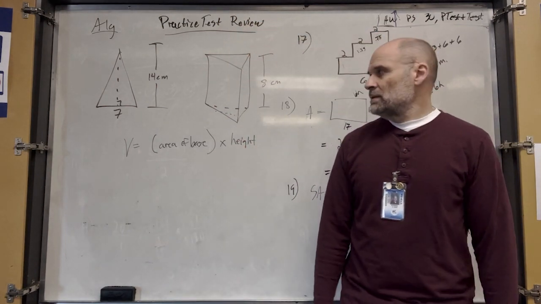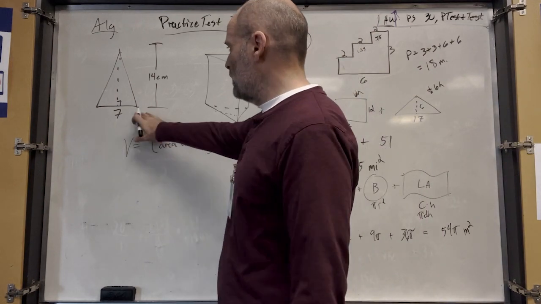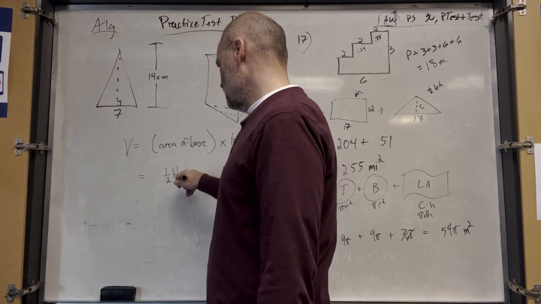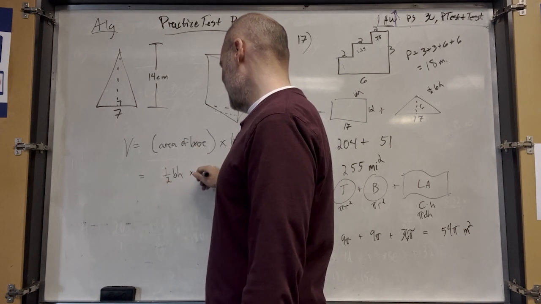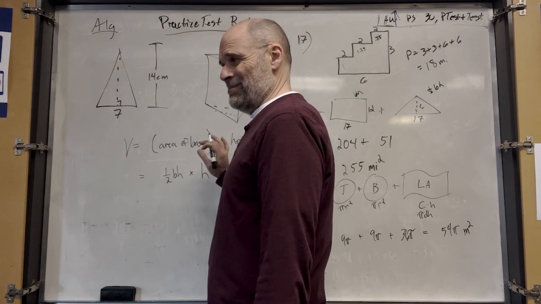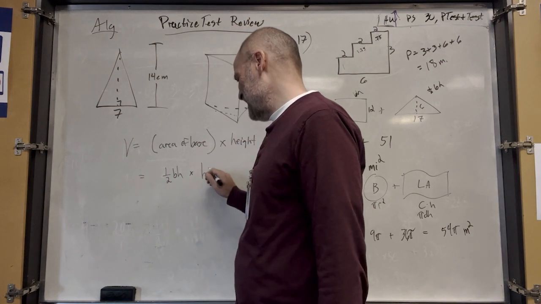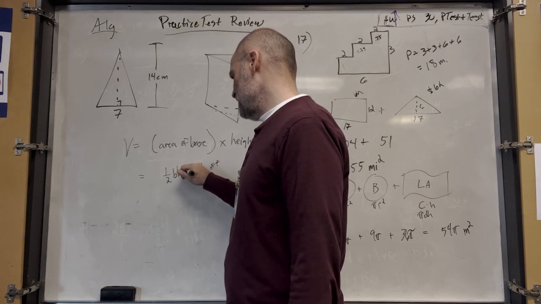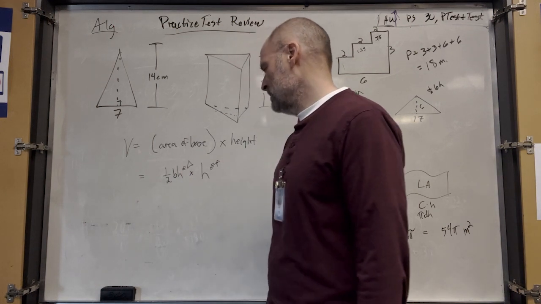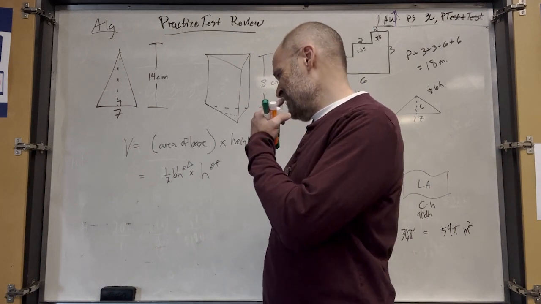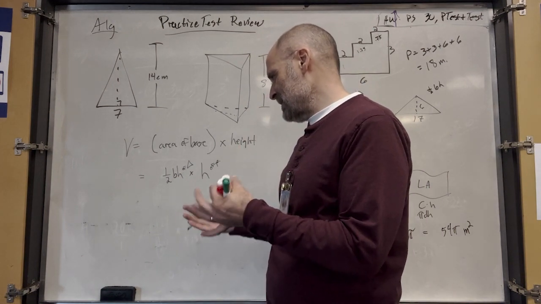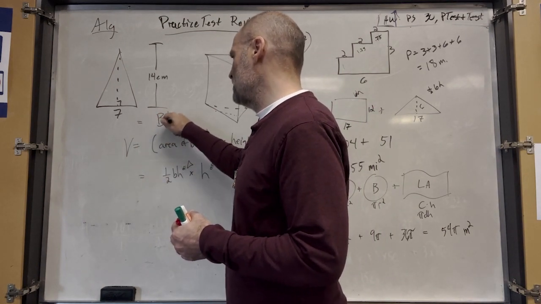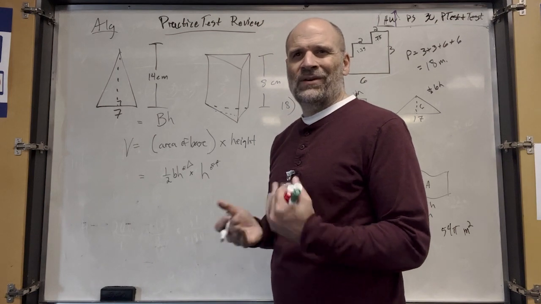Okay? So that's what we're going to do here. This is a blown up version of the base. So that's 1/2 BH times another H, which is kind of weird, right? Because this is a different kind of H. This is the height of the prism. This is the height of the triangle, okay? You could do a capital H, but usually a capital letter is like the area. And what Saxon does is a capital B times H, which is area of base times height.